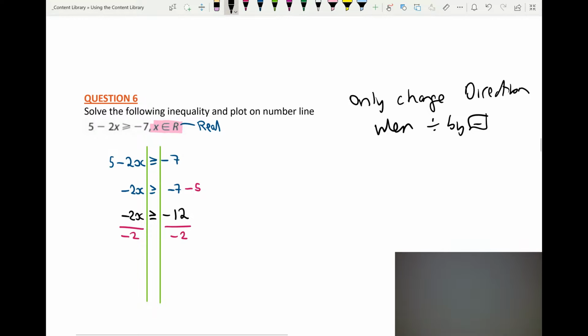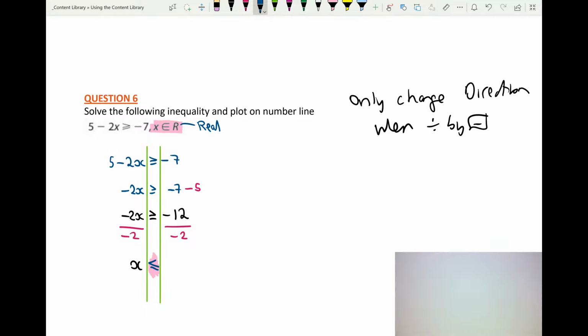So that's giving me x. Now, this is what I mean. The inequality sign here is now going to change. It's now going to go as a less than or equal to. It's flipping the inequality sign. So when you divide by a negative number, it will always change the inequality sign direction. And then minus 12 divided by minus 2 will give you positive 6. Minus divided by minus is a plus.